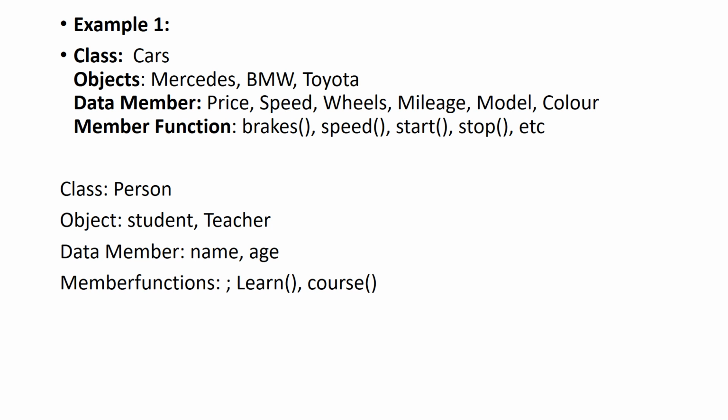And one more example with the person example: class Person, objects student, teacher. So a person can be a student or a person can be a teacher, etc. Simply we drew this for example purposes. Then for data members, each student or teacher has a name, age, etc. Member functions can process with learn, course, etc. So this is the introduction about what is a class and what is an object.